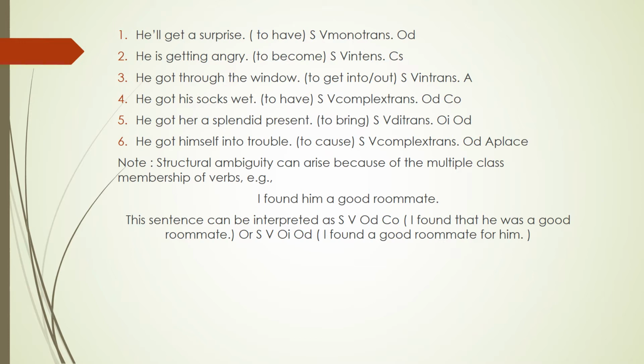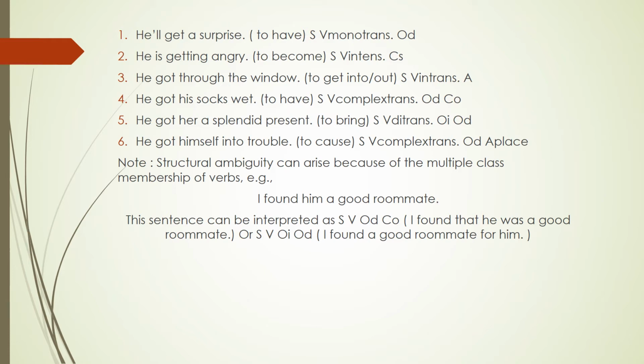In fact, not all the time things can be clear and easy, as we can see with the verb get. Sometimes the verb belonging to more than one pattern may cause the problem of structural ambiguity. I think that we explained what we mean by ambiguity, that we can have sentences that have more than one meaning. And when we have a sentence with more than one meaning, this means that we are going to have two patterns. For example, if you remember the sentence, I found him a good roommate.